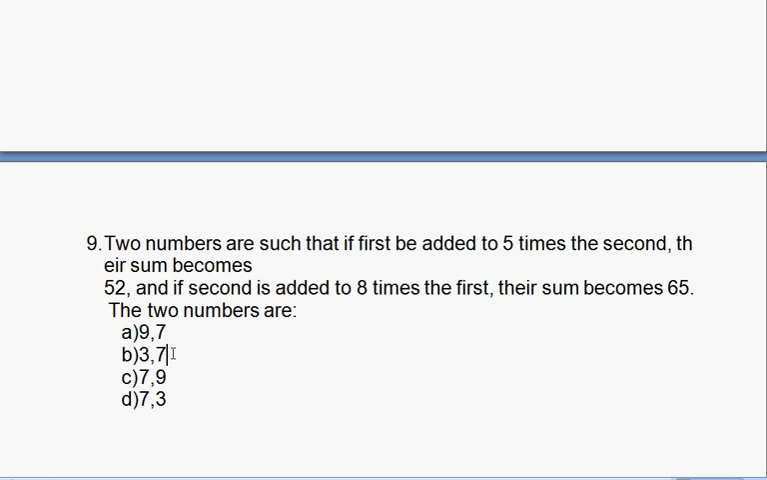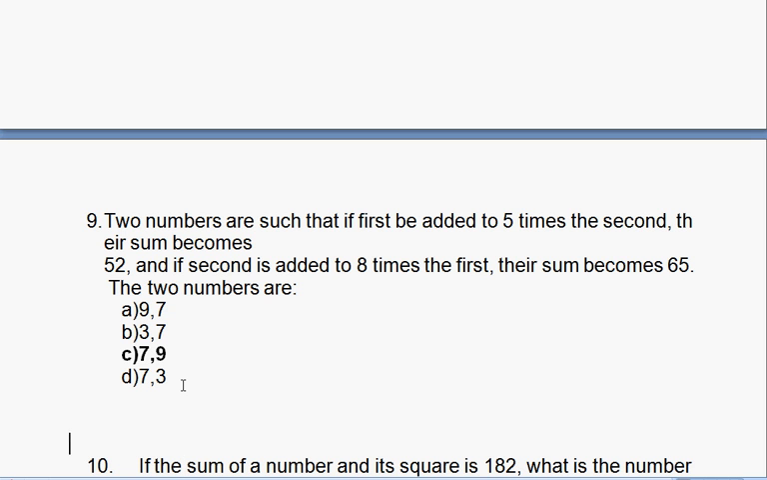5 times second means 7 into 5, which is 35, plus 9, it becomes 44. Not the right answer, right? 7 into 5, 35, plus 3, 38. Not the right answer. 9 into 5, 45, plus 7, 52. So this is the right answer. You don't even need to check the second condition, right? As simple as that. Just a 20-second question. You have to understand when to use options and when to make equations, right?